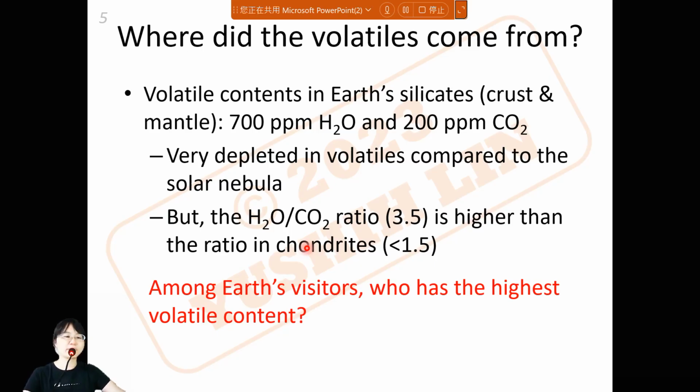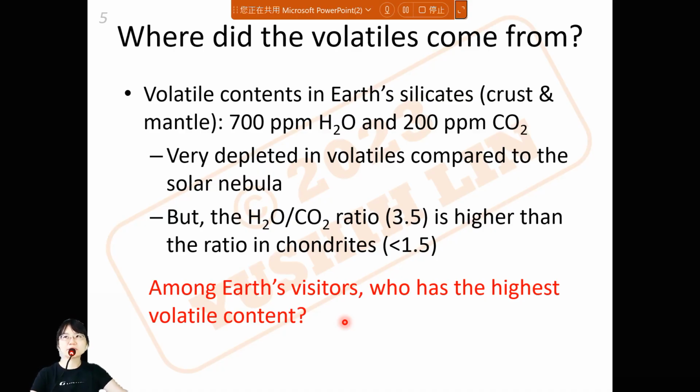Here, I would like to ask you a question. Please recall the lecture regarding our planetary system. We have several visitors from the asteroid belt or Kuiper belt or Oort cloud. Among Earth's visitors, who has the highest volatile content? Can anyone tell me this? The answer is comet.